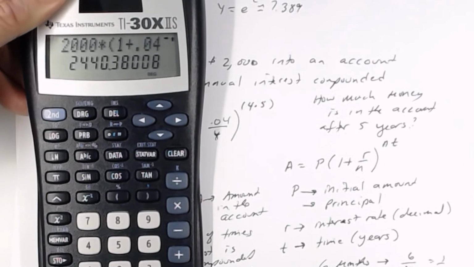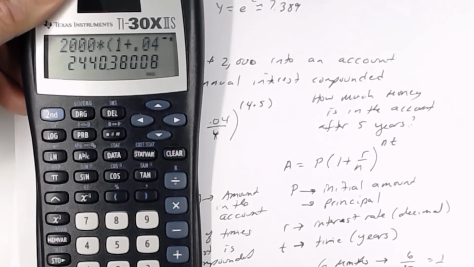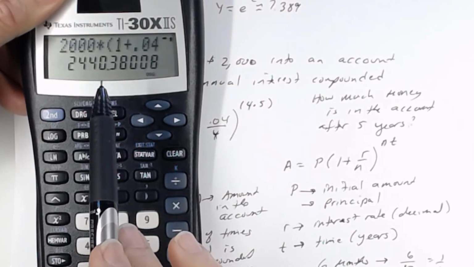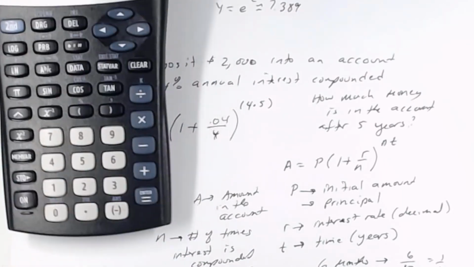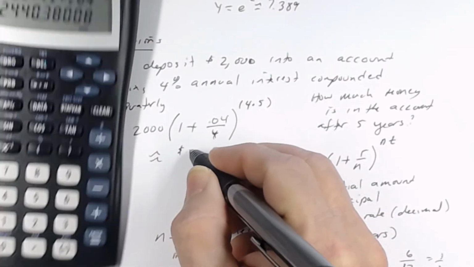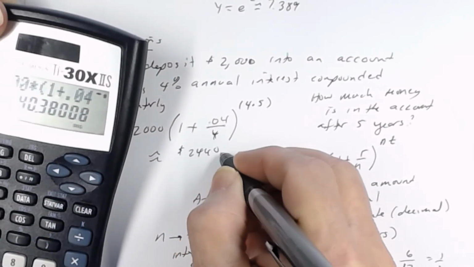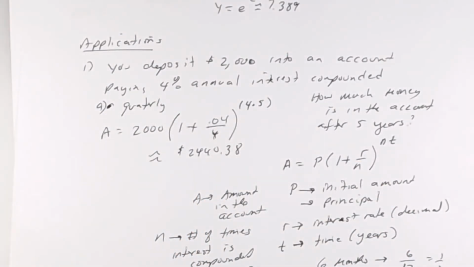Now, listen, you're dealing with money, right? When you deal with money, you always round to the hundredths place. So what's the answer here? $2,440 and what? 38 cents. So this is going to be $2,440 and 38 cents. So about how much money did you make on that $2,000? About $440 and 38 cents. That was your interest. Now remember, we're assuming we didn't put any money in, we didn't take anything out, which is not realistic, but you know, we're just working math problems.